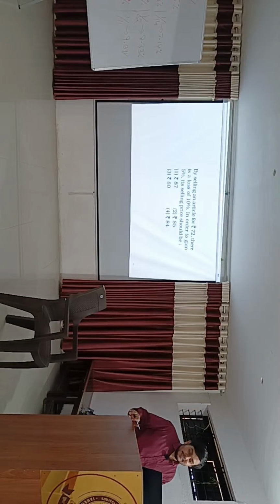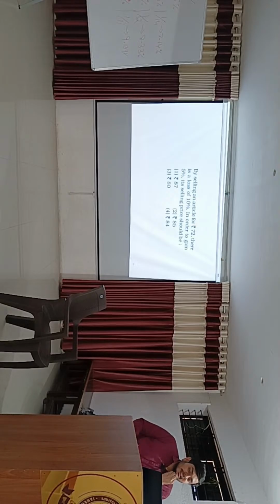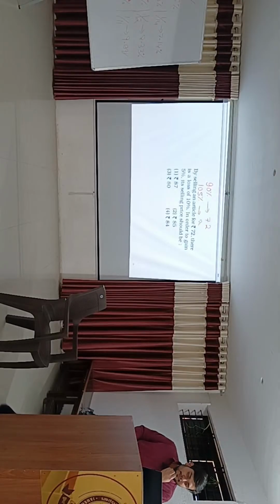Next. By selling an article for rupees 72, there is a loss of 10%. So the selling price percentage is how much? 90%. That is 72. What do we need to find? 105%. Question mark. That is 72 divided by 90 into 105. 84. 84 is correct only.